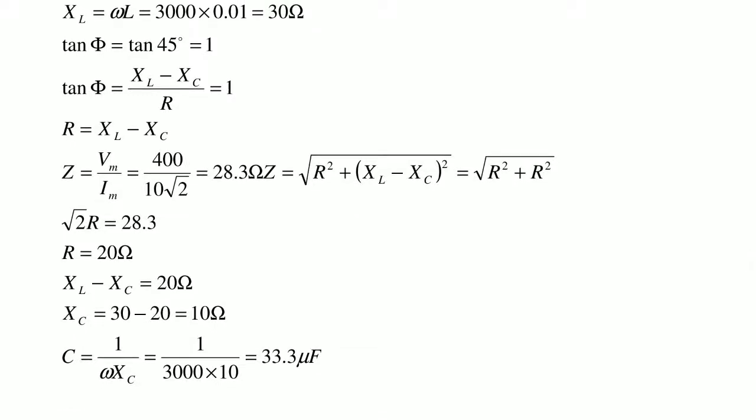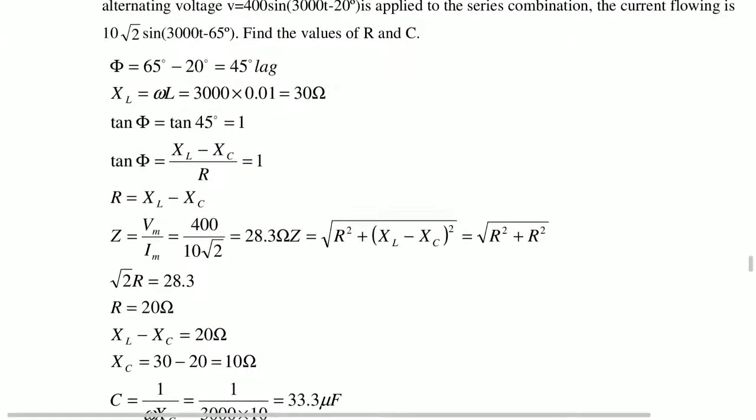Now in general XC is equal to 1 by omega C, but here we want the capacitance, C is equal to 1 by omega XC. Omega is 3000, XC is 10, so 1 by (3000 into 10) is 33.3 microfarad.